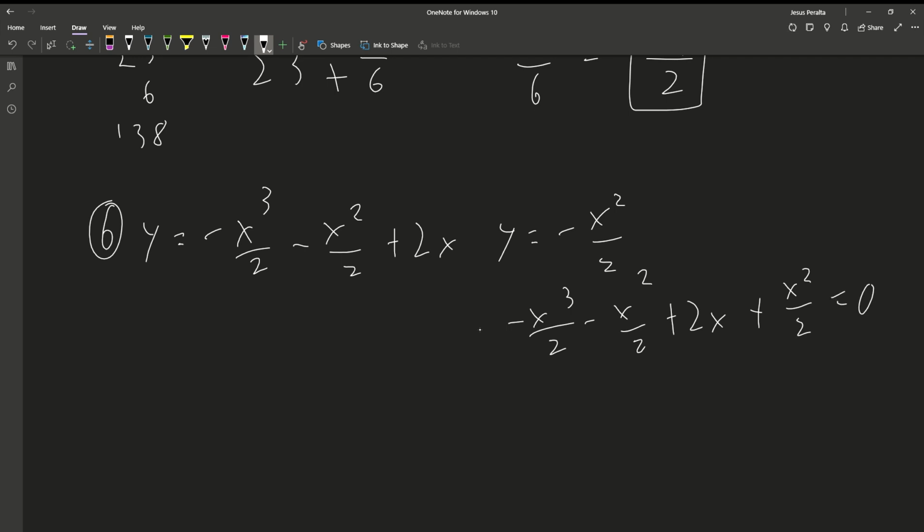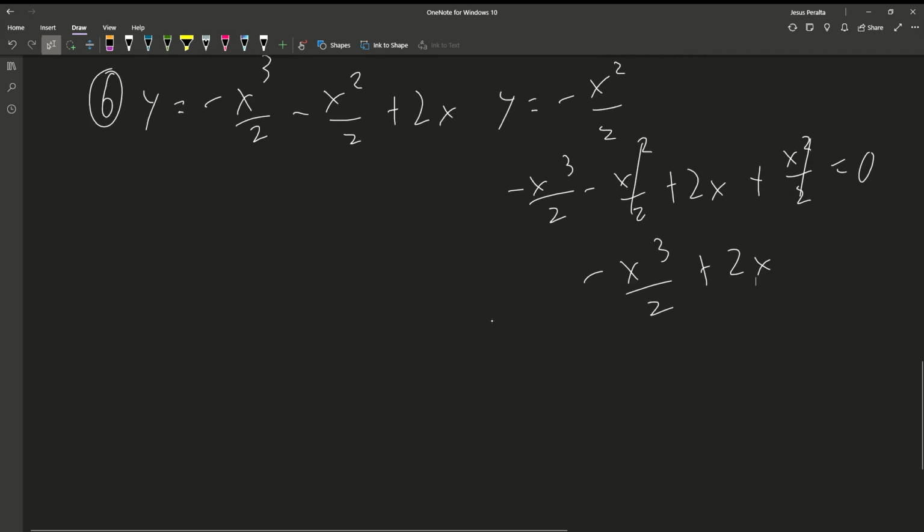If you want, you could write equals to 0. But then this and this would cancel out. So then we'd have negative x cubed over 2 plus 2x. And to factor it, I mean, you could factor it by other means, but this is the way I like to do it. You multiply everything by negative 2, so then you would be left with x cubed minus 4x. So then afterward, let me just make sure I'm doing this right. I wouldn't want to be going the wrong way. Yeah.